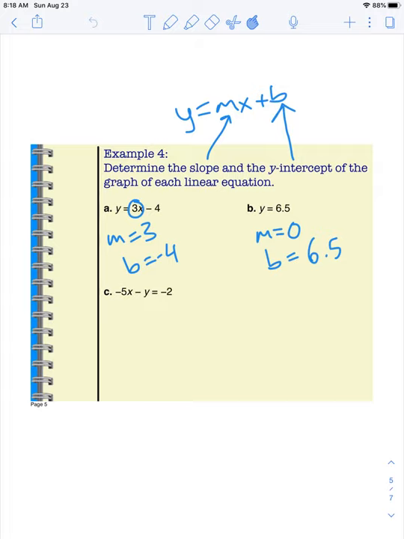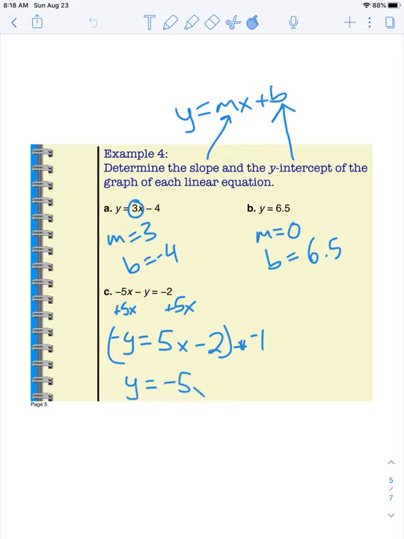So I want to get y by itself. First thing I got to do is get rid of that 5x. I'm going to add 5x to both sides. Now I have negative y equals 5x minus 2, and I cannot have a negative y, so I'm going to multiply this whole thing by negative 1, and now I have y equals negative 5x plus 2, which means m is negative 5 and b is 2.